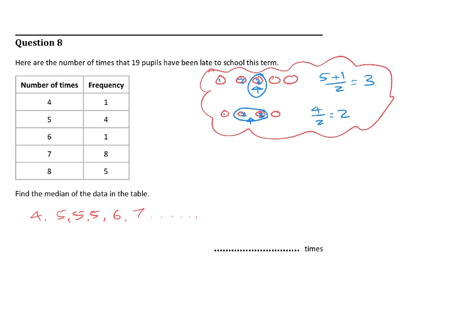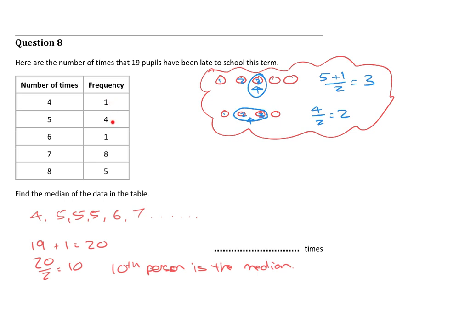Okay, so what we do now is we want to find the middle person. We have 19 pupils. So 19 plus 1 equals 20. 20 divided by 2 equals 10. So the 10th person is the median. So we have to find the 10th person. And we just start counting through. So we can go, this is the first person. Then there's 4 more people.